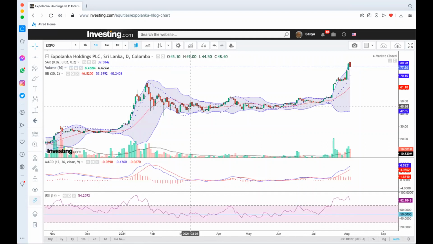Tried to cross over here, but failed, and the middle line, or the 20 period simple moving average, is acting as a resistance line. So in this narrow range, it's a resistance that we can see by looking at the simple moving average also. Those are the things we need to understand when making use of the parabolic stop and reverse, the Bollinger Bands.